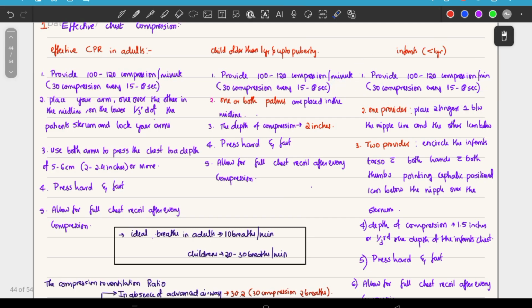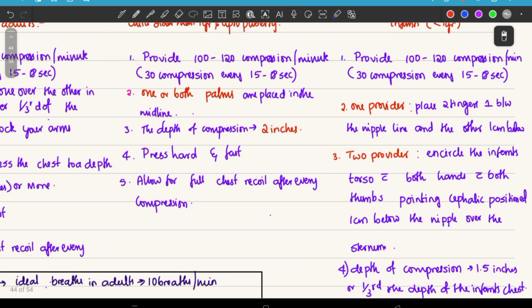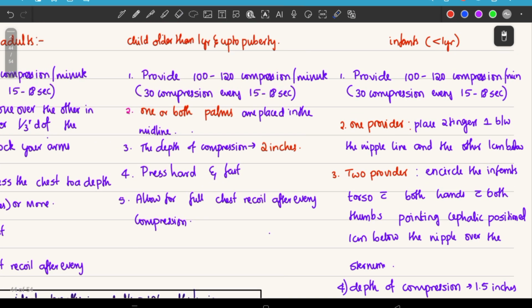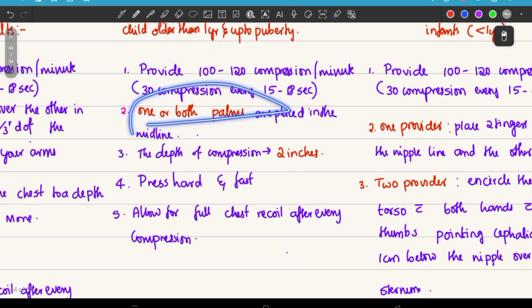But the difference is how to hold your hand. That is, in adults, place the arm one over the other in the midline on the lower one third of the patient's sternum and lock your arm. But in children up to puberty, you have to hold one or both the arms placed in the midline.